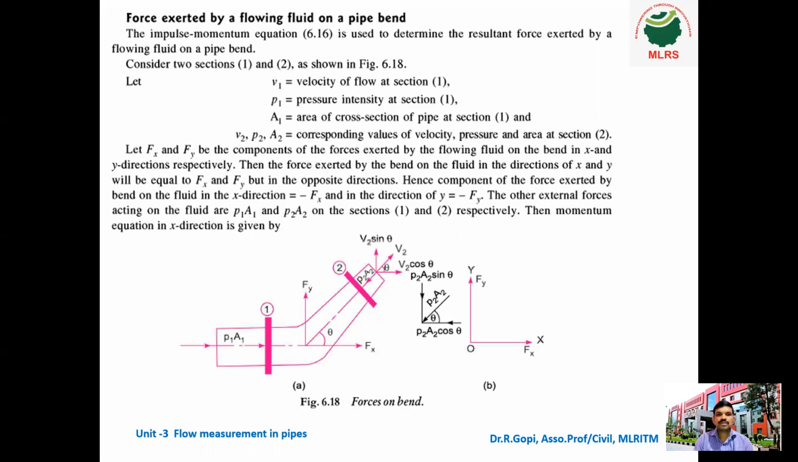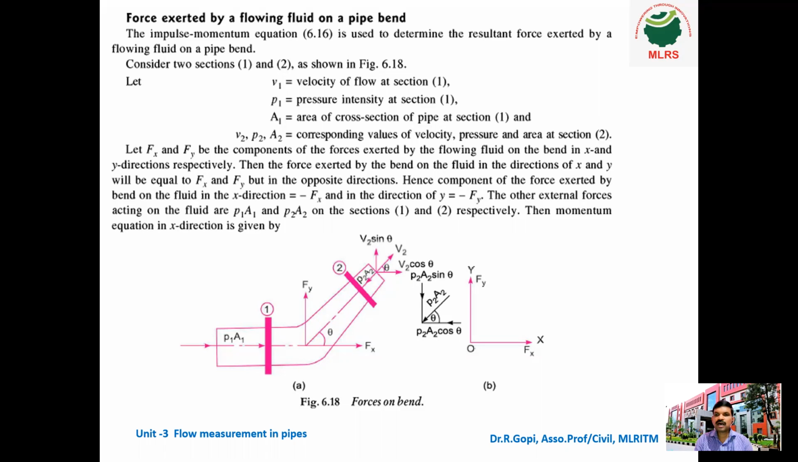During the passage of the fluid flow, it turns into some other direction. At that corner portion, that curved portion, the flow of fluid in the pipe exerts some force. So how do we calculate that force? That is the major thing in this chapter.